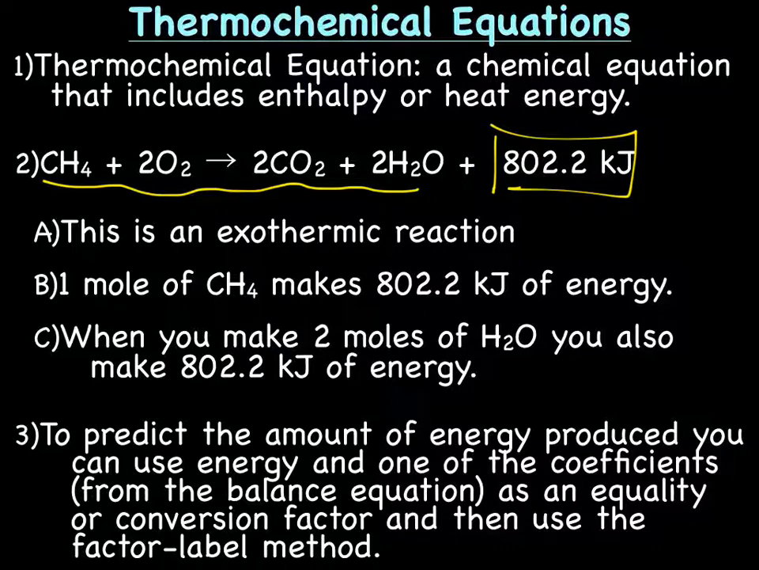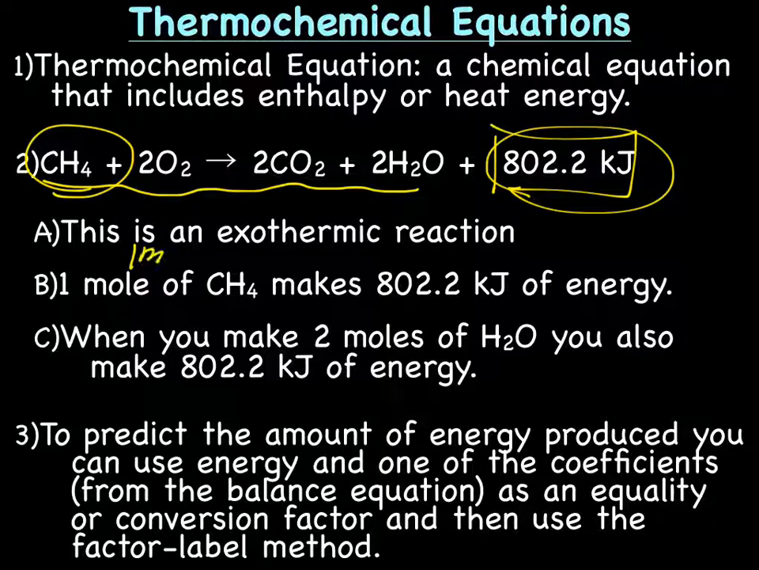We can also, if you remember the mole-mole ratio, come up with an equality using the number of moles of any of these substances and the amount of energy. So for example, this first one here, if we were to compare CH4 and the energy or enthalpy, we would have an equality of 1 mole CH4 equals 802.2 kilojoules, meaning for every 1 mole of CH4 used, we will create 802.2 kilojoules.